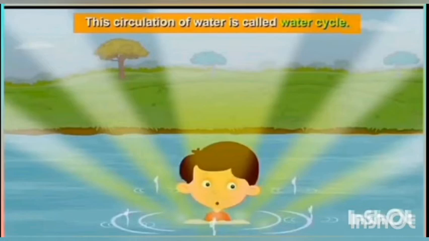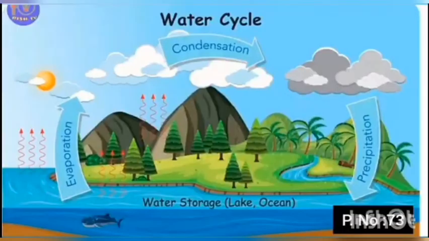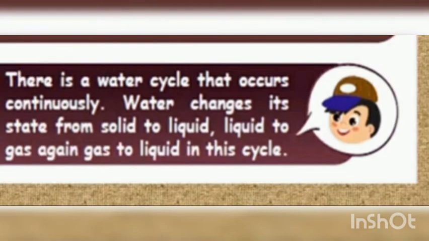There is a water cycle that occurs continuously. Water changes its state from solid to liquid, liquid to gas, again gas to liquid in this cycle. The cycle, this process takes place continuously. Let us move on to know more, children.